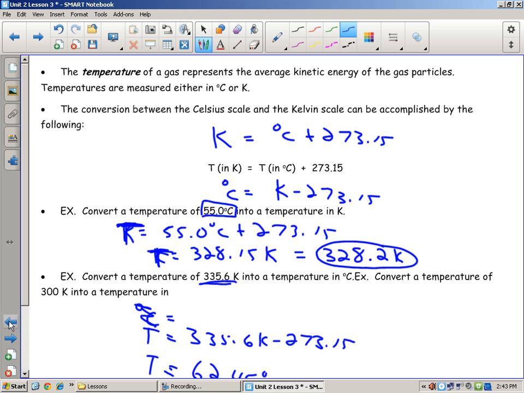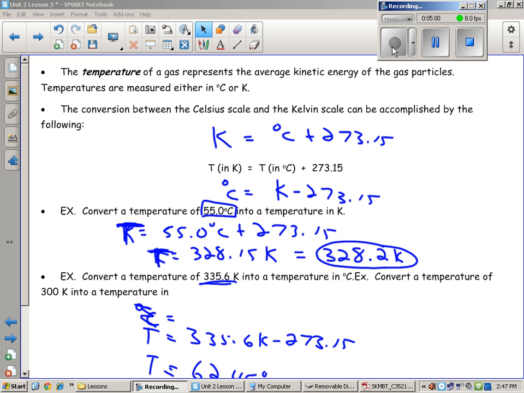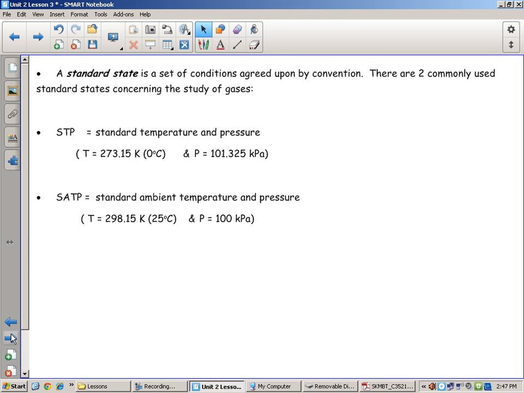Go ahead and finish off those questions there real quick, the temperature conversion questions. Then we'll talk about this on the next page here. It's still in lesson 3 here.